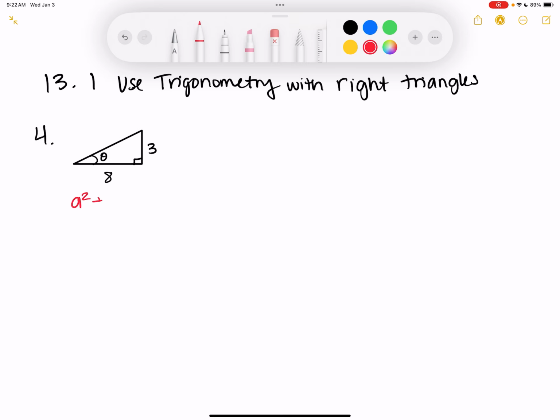So remember, that's a squared plus b squared equals c squared. So 8 squared plus 3 squared equals c squared. So then 64 plus 9. So then we're going to have the square root of 73 is equal to c. Now, normally when we take the square root, we have a plus and minus value, right? But for a length of a side, we can't have a negative length, so we only care about the positive one. So this side is going to be the square root of 73.